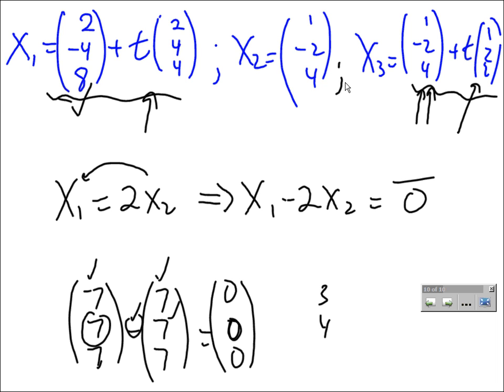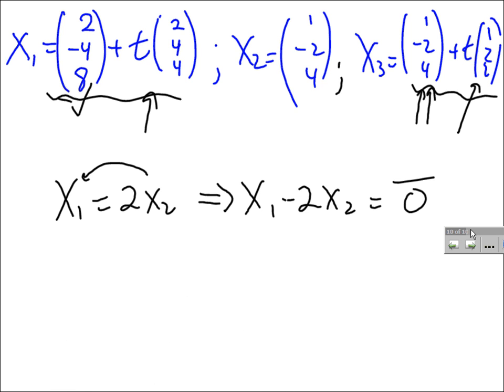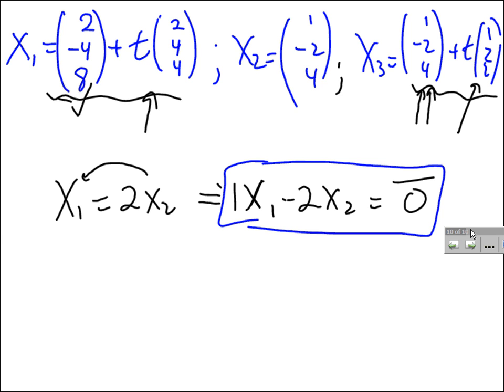Okay, I mean, we could have had 3, 4, 5, and you take away 3, 4, 5. You don't get 0, but rather you get the 0 vector. And you put a bar on top when you want to signify that it's not a number, but it's a vector. Okay. So, on the middle right, I have a linear combination of x1 and x2 that gives me 0. It's 1x1 minus 2x2, which will equal 0.